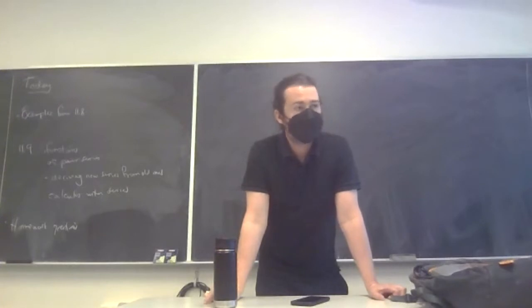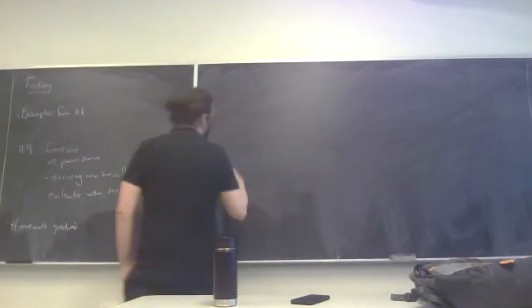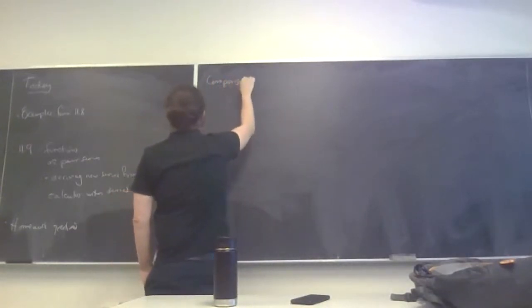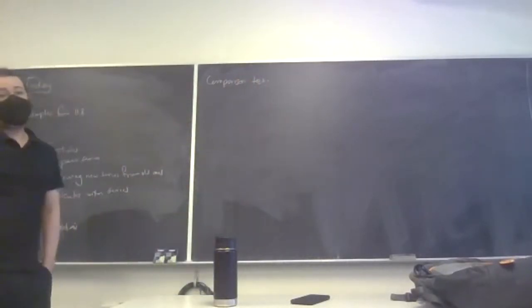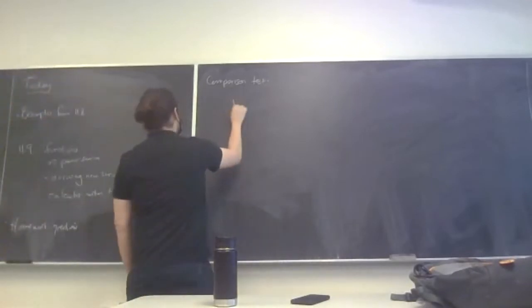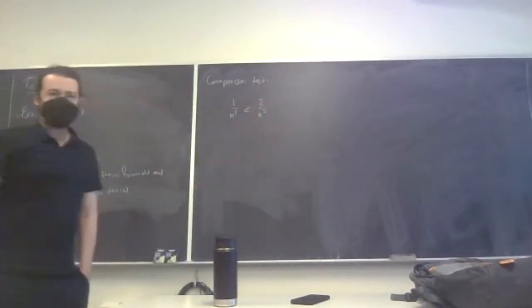Yep. This isn't a homework question, but it's more from last week's stuff. So for the comparison test, when we're proving that one function is less than another function, there's a couple of different ways. If it's obvious that something is smaller than something else, you can just say it. Like if you had 1 over n squared, you're certainly allowed to say that 1 over n squared is smaller than 2 over n squared.